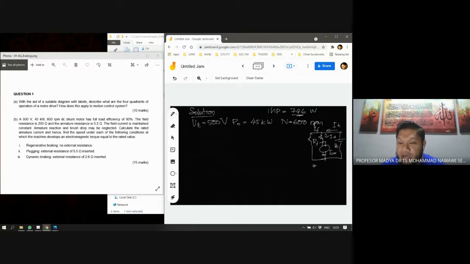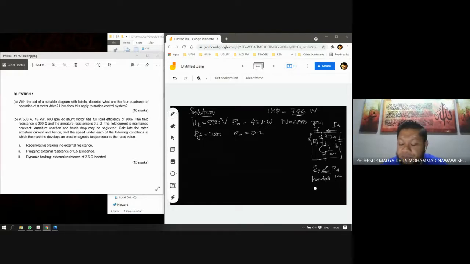And normally RF is very high compared to RA. So this is in the hundreds, and this is less than 1, RA. In this case, the field resistance is 100 and the armature resistance is 0.3. So we have RF equals 200 and RA equals 0.2 ohms. The field current is maintained constant.